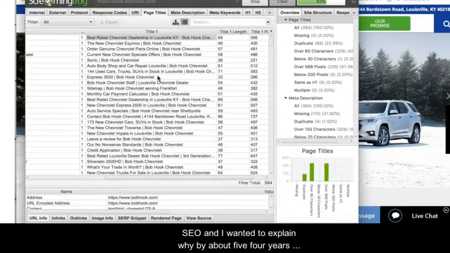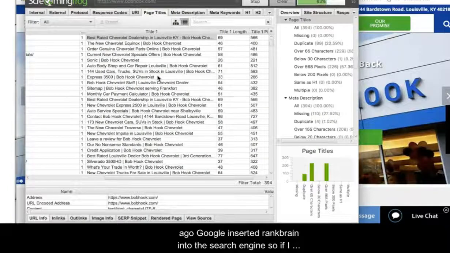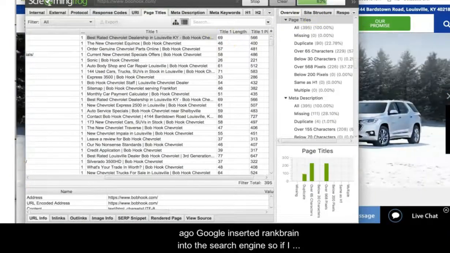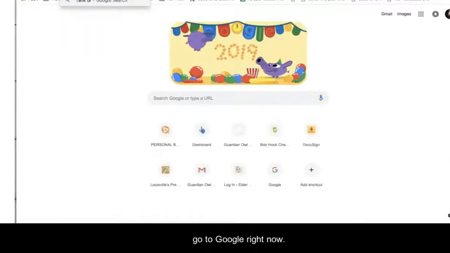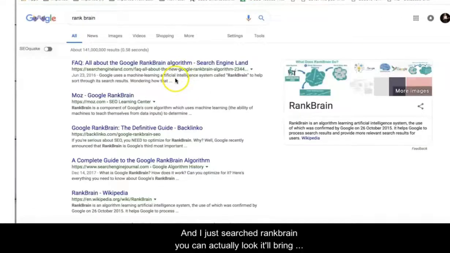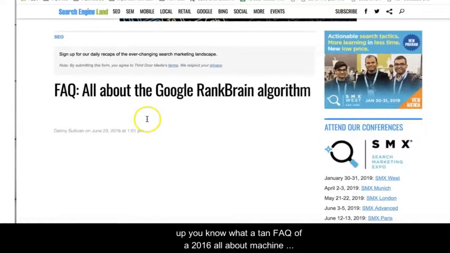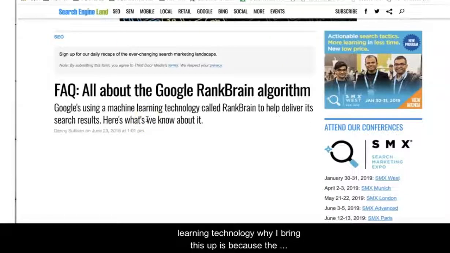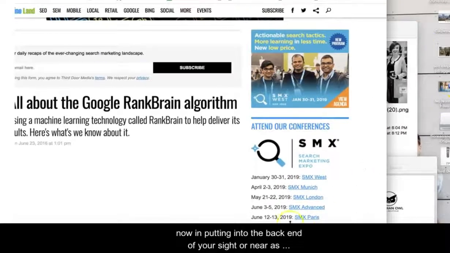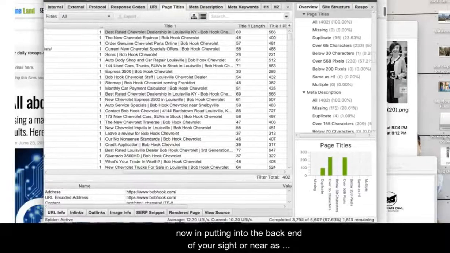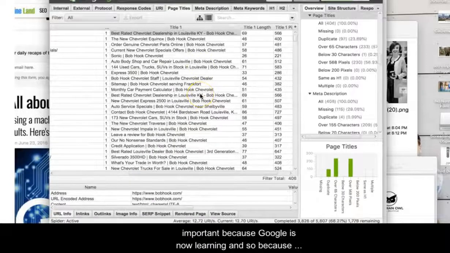About 4 years ago, Google inserted RankBrain into the search engine. So if I go to Google right now and I just search RankBrain, you can actually look, it'll bring up an FAQ of a 2016 all about machine learning technology. Why I bring this up is because the metadata, the meta keywords that you are now inputting into the back end of your site aren't near as important because Google is now learning.